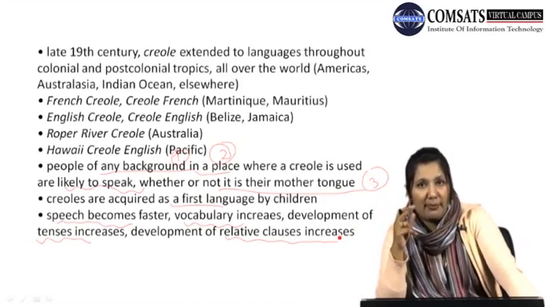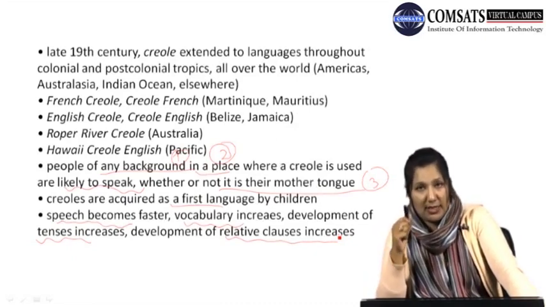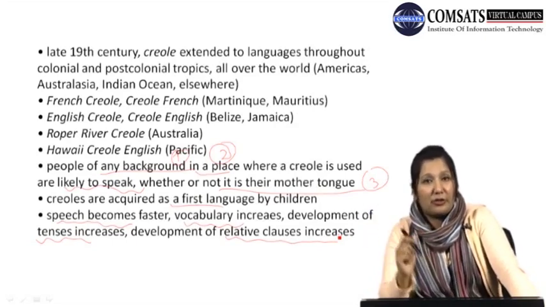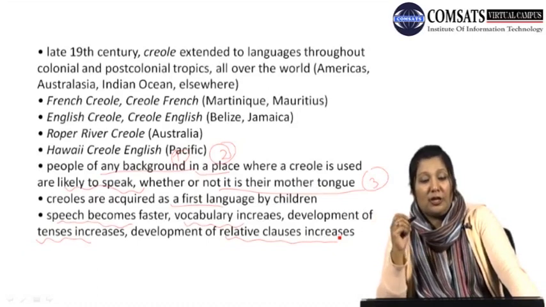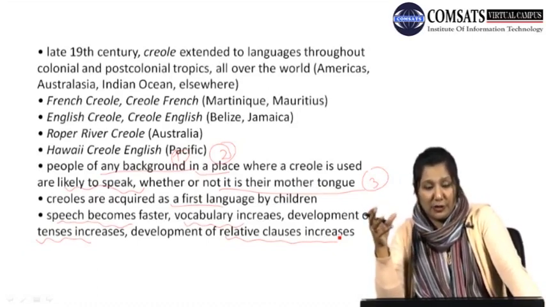Just keep one thing in your mind: Pidgin is never ever the first language. It is learned as a second language, whereas Creole is the first language. It is the first language of the children.